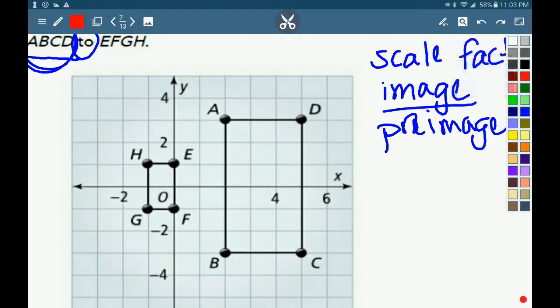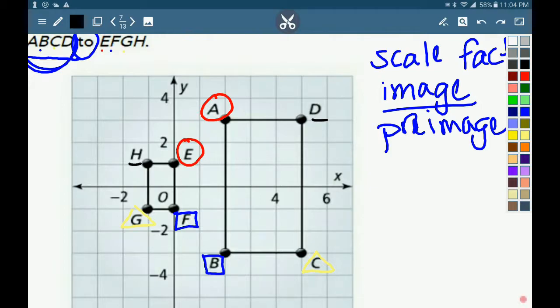The similarity statement says that A is supposed to correspond to E. So I'm going to put a circle around A and a circle around E. I also see that B needs to correspond to F. So B I'll put a box around, and F I'll put a box around. C is supposed to correspond to G. So we got C and we got G. And then the last one is H. We'll just do like an underline.